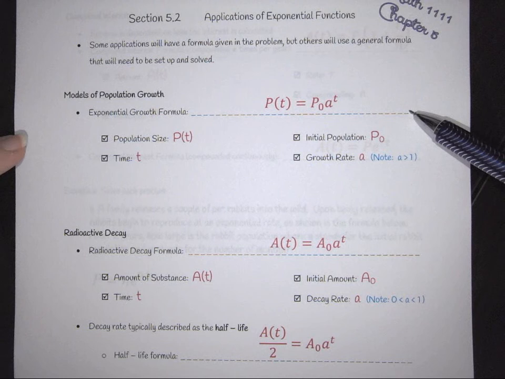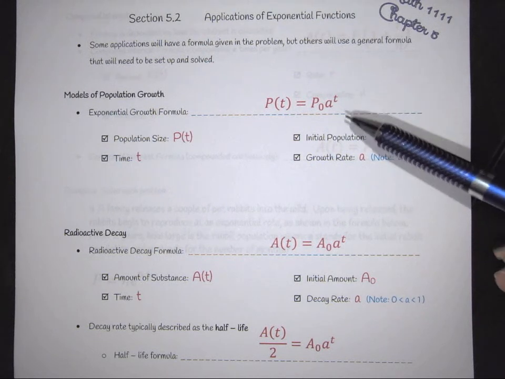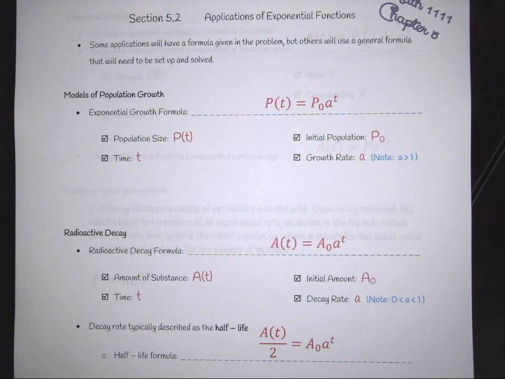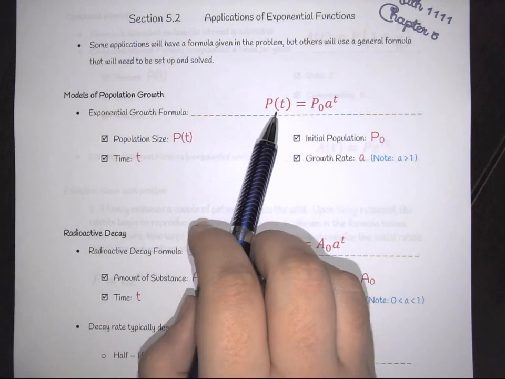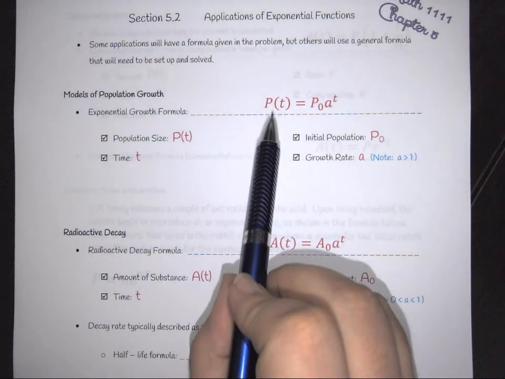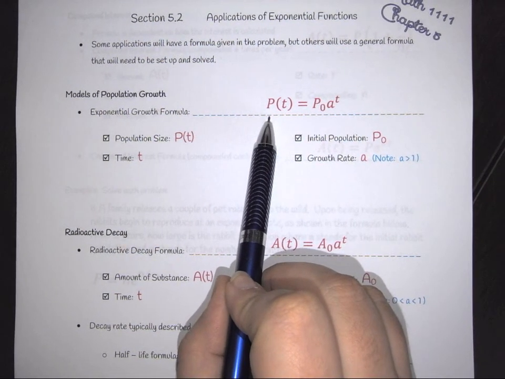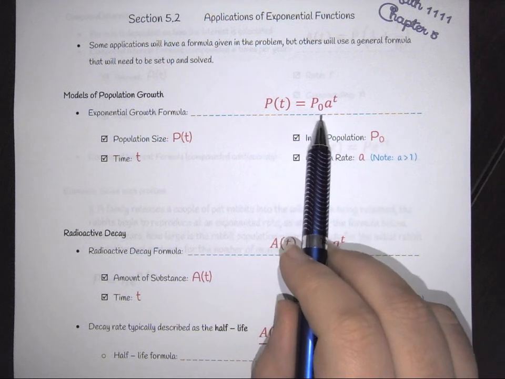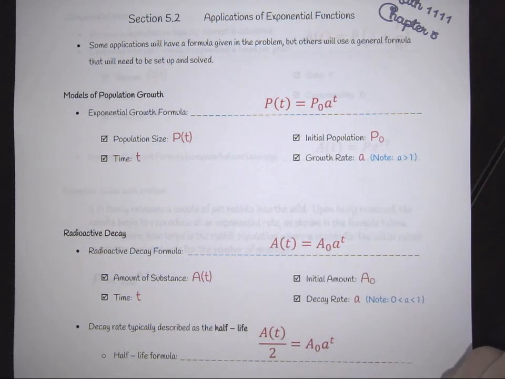So one version of the formula is this one, where we have that P of t is equal to P naught a raised to the t power. And what's important to know about it is what the different variables mean. So in this formula, P of t, this first part right here, is the population size. In most questions, this part is what you are looking for. P naught is your initial population. It's your starting point. A is going to represent your growth rate, so how fast your population is increasing.